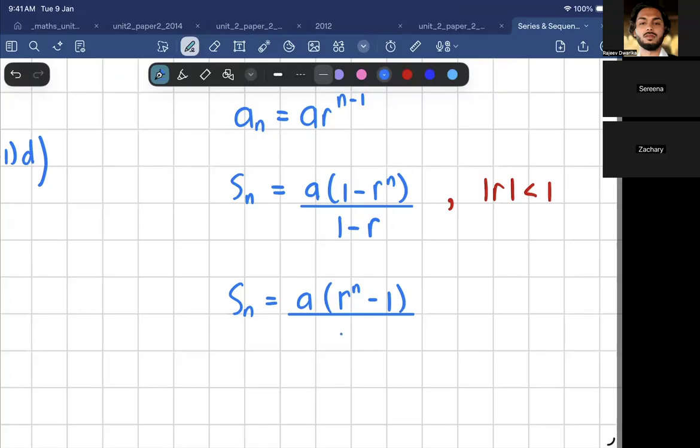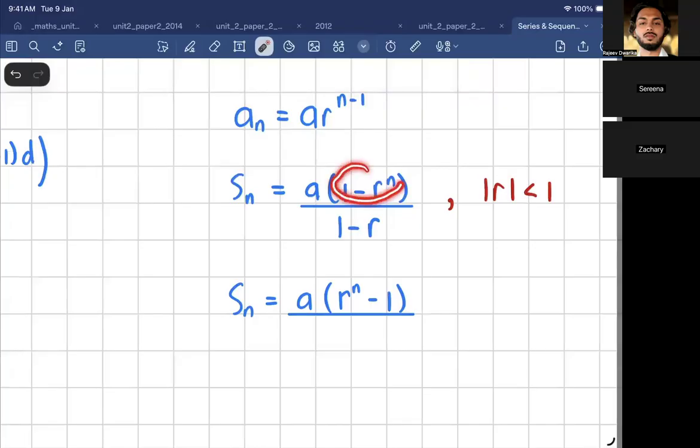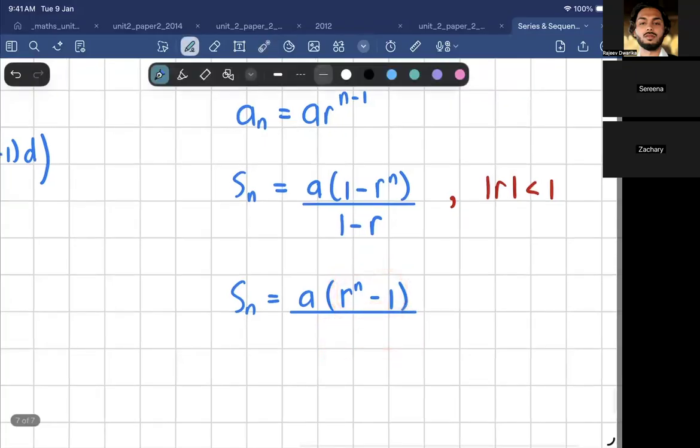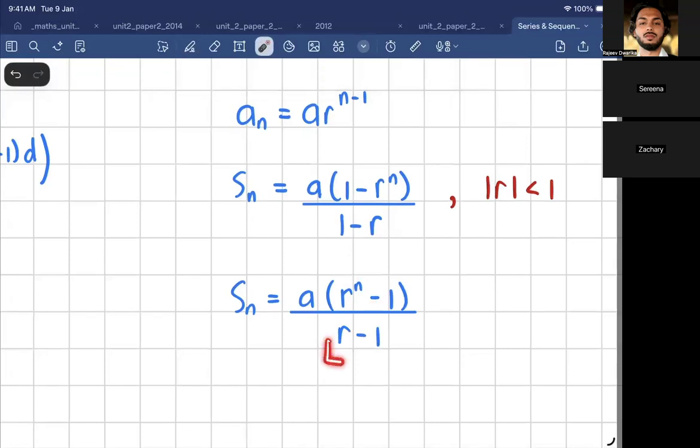A way to remember it is, look at this. So 1 minus r on top and 1 minus r on the bottom. So r to the power n minus 1 on top, we think it's going to be r minus 1 in the bottom. Right. And if you want to avoid a negative number, r would have to be more than 1 or less than 1.